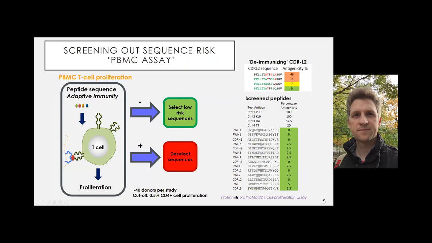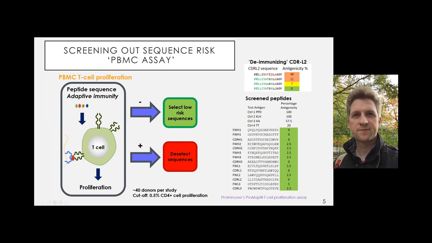So just to dive a bit into the assays, in this one here we actually used ProImmune's ProMap T cell proliferation assay. As I say, we looked to screen out risk by the in silico, and then we take the peptides that we've either not screened out, or ones we want to check whether they are actually nice and clean, and put those into the PBMC assay and look for T cell proliferation. You can see on the right-hand side, there's a couple of examples.